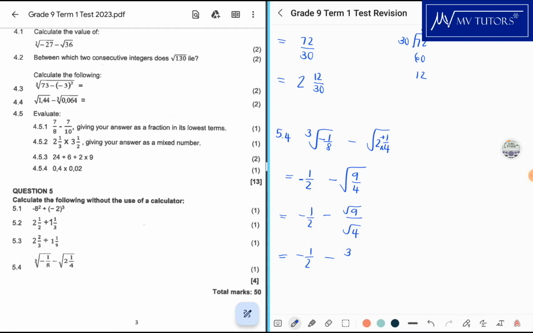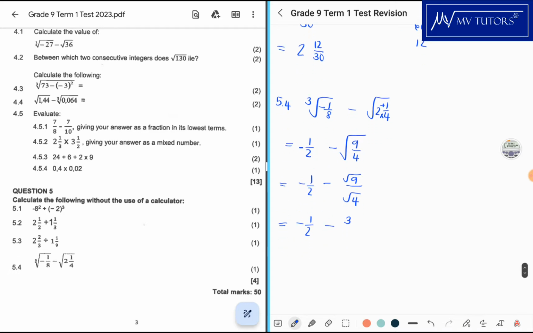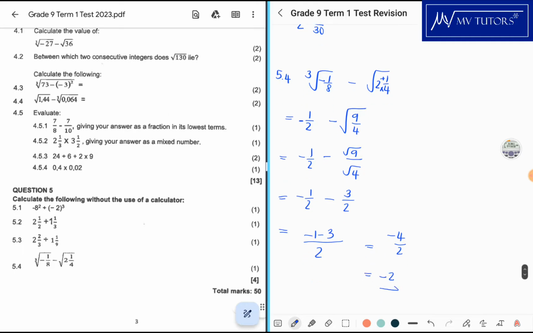So yes, square root of 9 is, we're going to take the positive 3, and square root of 4, 2. All right, so at least we have the same denominator. So in that case, we can say minus 1 minus 3, and that's going to be minus 4 over 2, which is simply minus 2. And like I said, you can always check these calculations that we did in the calculator. They're all for 1 mark, although they said calculate without the use of a calculator. But yeah, that is it.